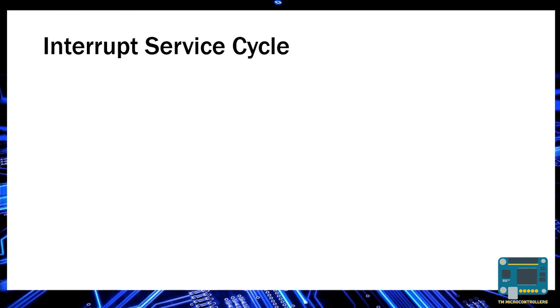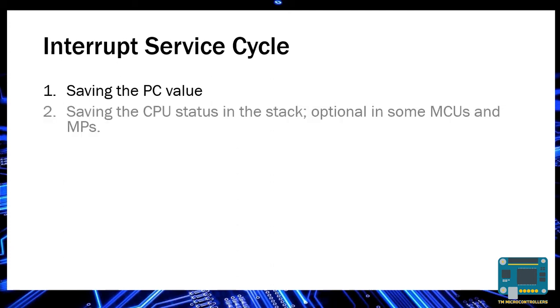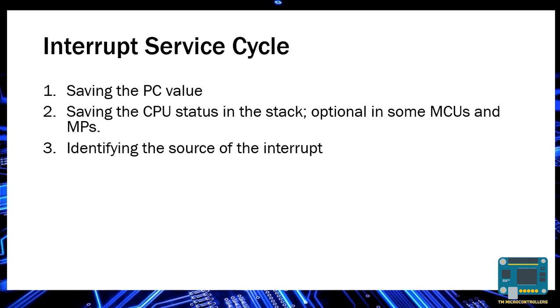Generally, this is how we describe the interrupt service cycle for a PIC 16F877A. First, you save the program counter value, similar to putting a bookmark in a book. Then you save the CPU status in the stack, but this is not true for all; it's optional in some microcontroller units and microprocessors. Next is identifying the source of the interrupt, which is equivalent to asking who the caller is, or identifying it based on the voice.